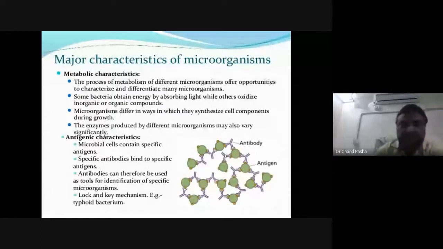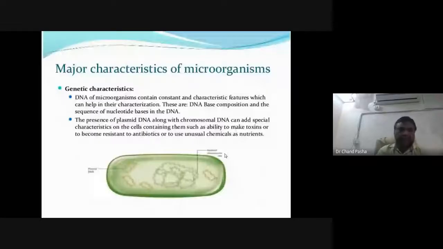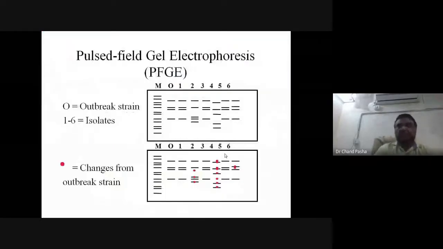Genetic characteristics, DNA and RNA comparison. See, the DNA comparison we discussed, there are different methods. Pulsed field gel electrophoresis: gel electrophoresis you must have seen. A gel is prepared, and in that, wells are there. In the wells, the DNA is loaded and it is separated.